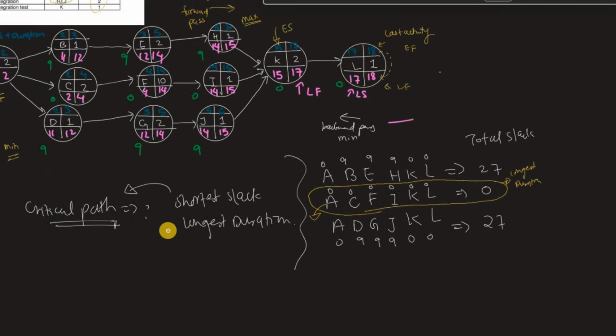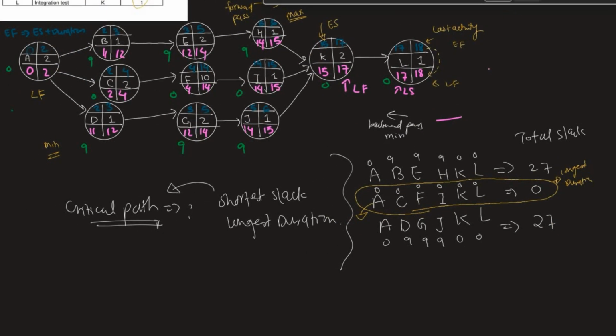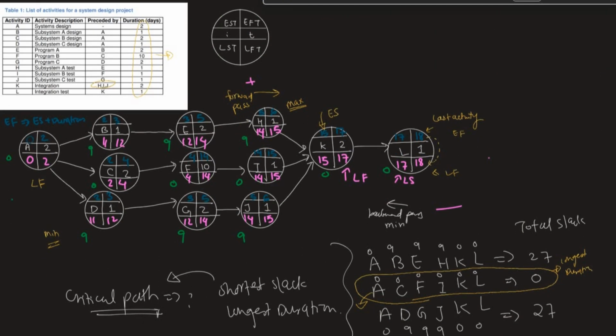In this case you're just going to add the durations of A, C, F, I, K, L. Here we have 2, the duration of this 10, and then 1, and then 2, and then 1. Let's add all these up. It should give you 18. So 18 is the longest duration, and the slack is 0, and that's it.